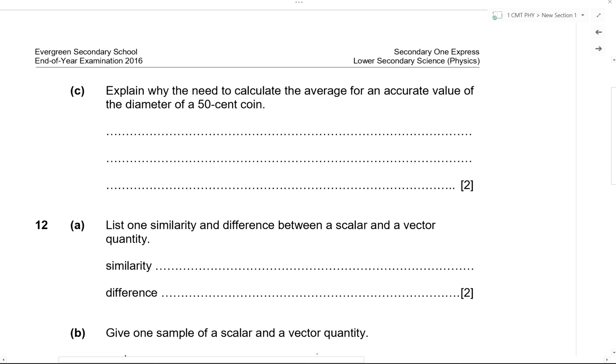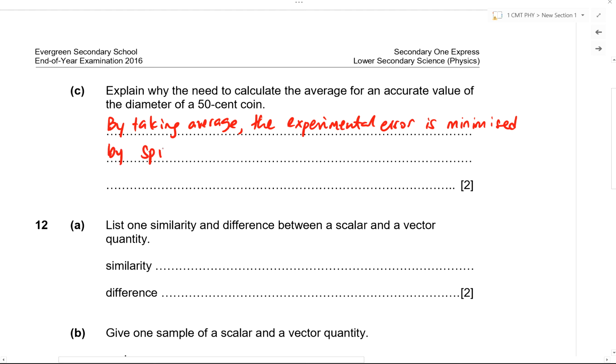So the reason is because by taking the average, the experimental error is minimized by spreading over 5 measurements, which gives a more accurate result.